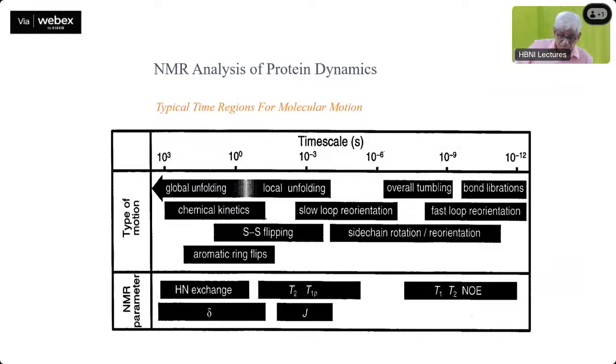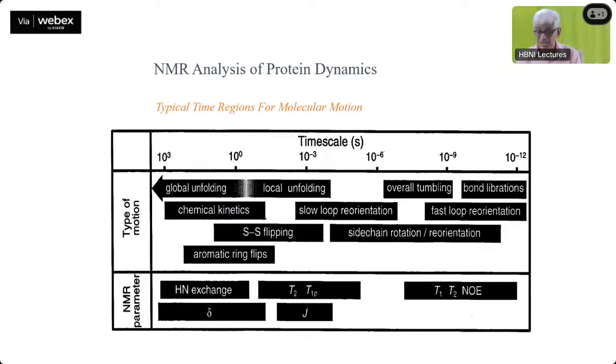Okay, so now we come to protein dynamics, the various kinds of protein dynamics which are present. What are the time scales of various kinds of motions? You go from 10 to the power 3 to 10 to the minus 12. 10 to the minus 12 is picosecond motions, 10 to the minus 9 is nanosecond motions, 10 to the minus 6 is microsecond motions, then milliseconds, seconds, and minutes. All these kinds of motions are possible in your protein.